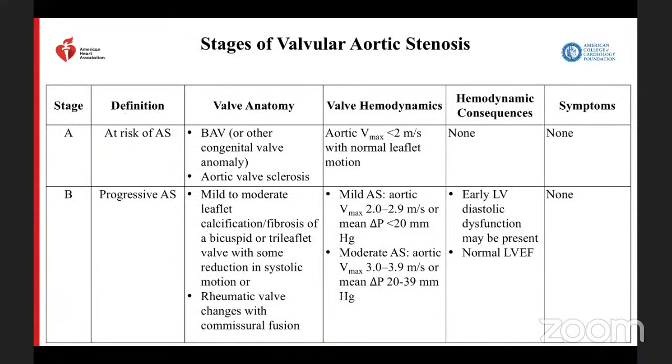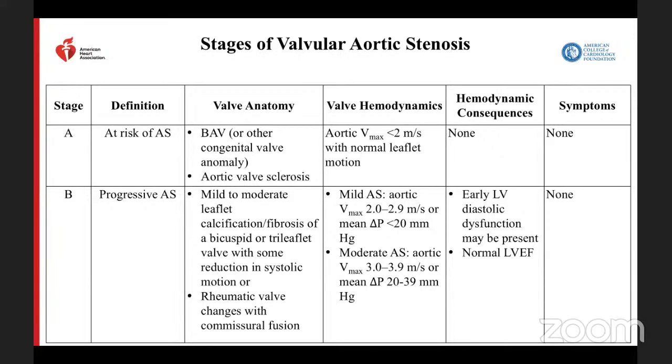So for a patient with stage A, the valve anatomy in aortic stenosis will be that the patient has a bicuspid aortic valve or other congenital valve anomalies, or aortic valve sclerosis. Valve hemodynamics: the aortic velocity will be less than 2 meters per second with normal leaflet motion. He will have no hemodynamic deterioration and no symptoms.